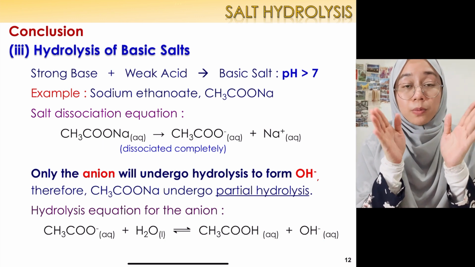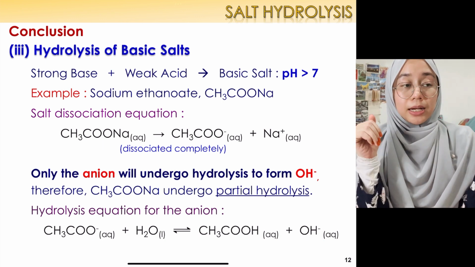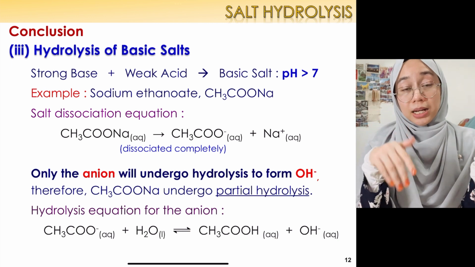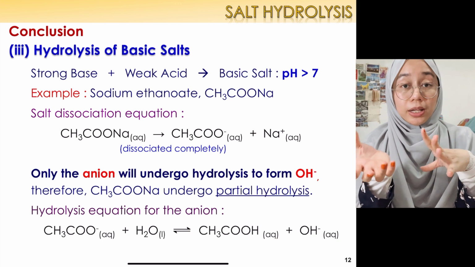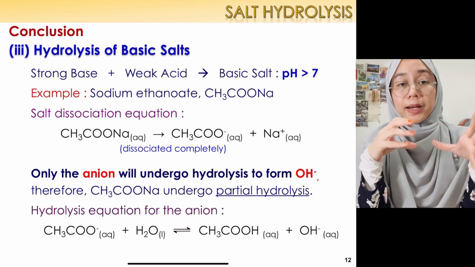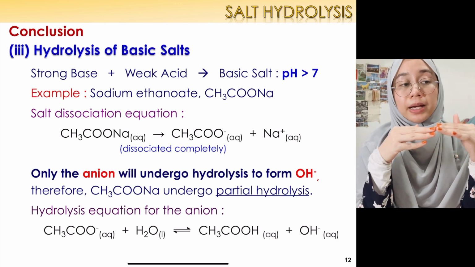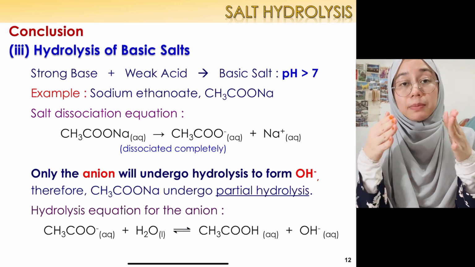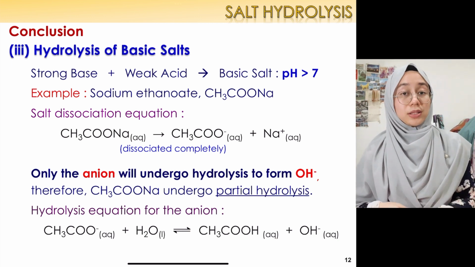So I hope now kamu boleh ingat dah siapa yang akan hasilkan the acidic salt, siapa yang akan boleh hasilkan basic salt, siapa yang boleh hasilkan neutral salt, and then take note lah apa sebenarnya acid and base yang boleh menghasilkan, what kind of acid and base yang boleh menghasilkan those type of salts nanti.